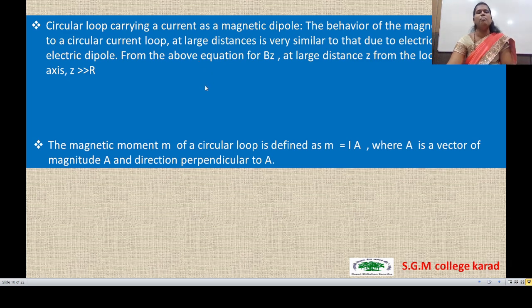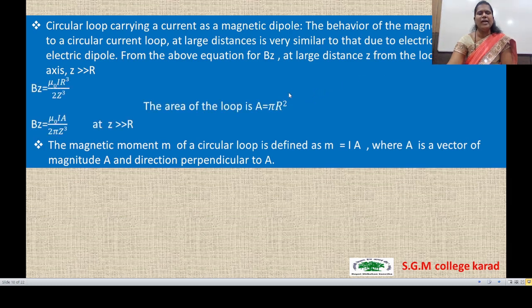From the equation for Bz that we have seen in the last lecture, at a larger distance from the loop along its axis, Z is much greater than R. So we get Bz is equal to mu 0 I R squared upon 2 Z cube. The area of the loop is A is equal to pi R square. Substituting the value of pi R square, we get Bz is equal to mu 0 I A upon 2 pi Z cube.